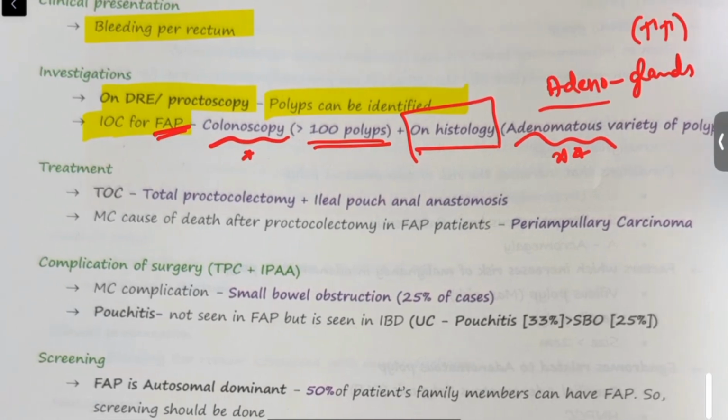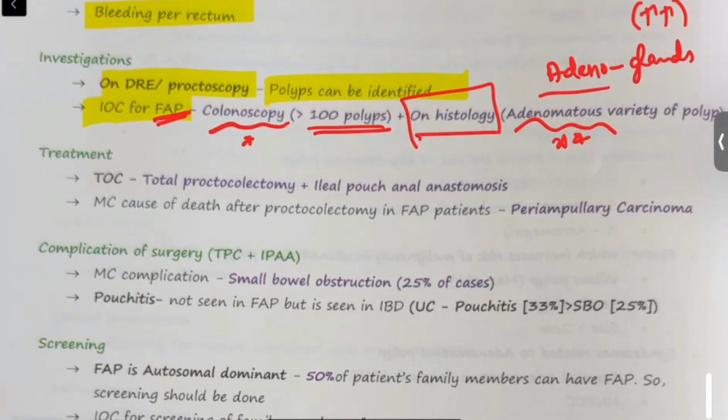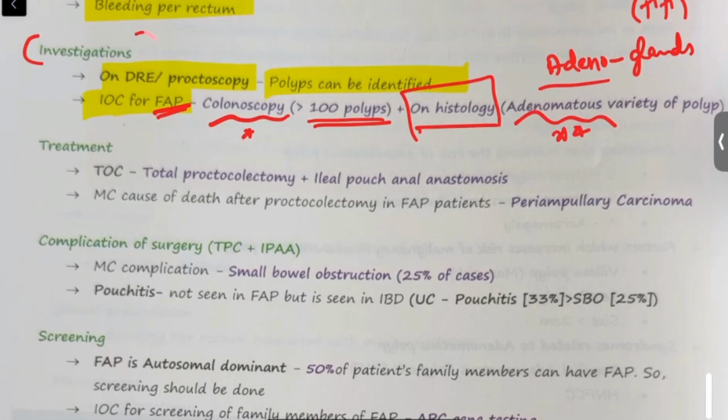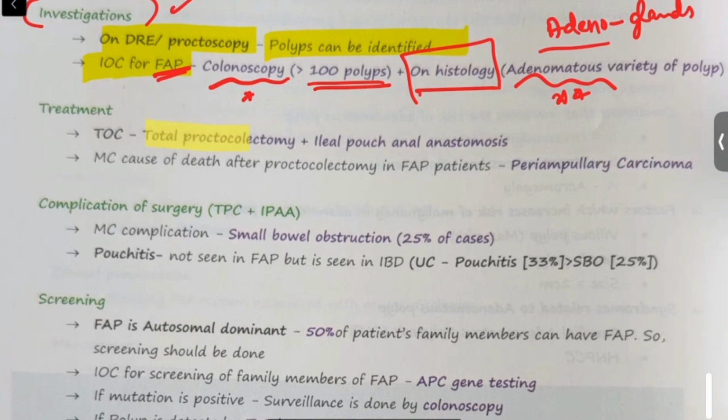Other than that, we can go for genetic studies also to identify that there is an APC gene mutation in this, and we can rule out by history also if it is autosomal dominant or not. So other than that, these two investigations can be done. So after diagnosing that this is FAP, what is the treatment? We have to go for total proctocolectomy.